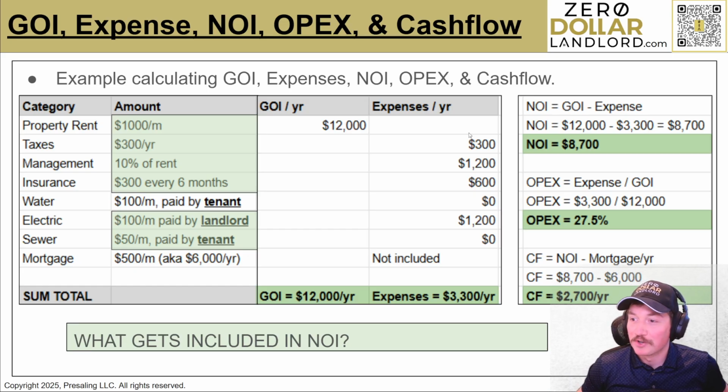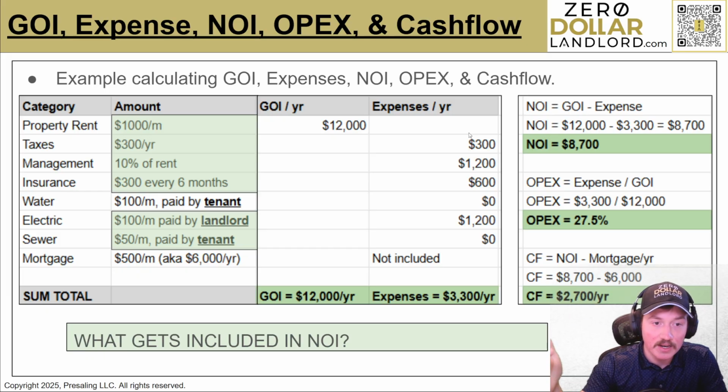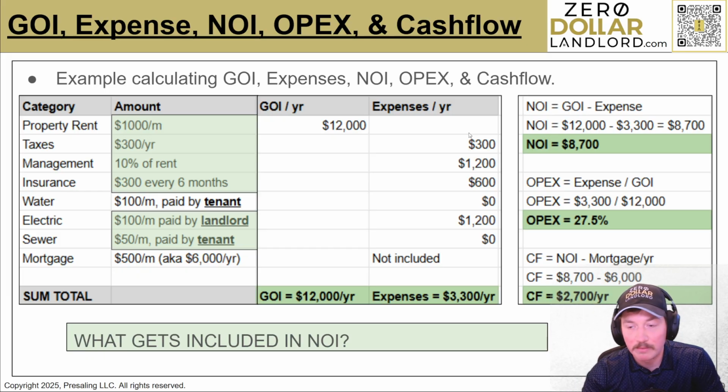That's it. So our NOI is our gross minus our expense. That's just saying what is our net income for the year. Our OPEX is the ratio of the two between our expenses and our gross. So it's saying I spend 27% of the income on stuff. And then the cash flow is the net income minus the mortgage payment. So that's the amount of money I can actually put in my pocket. Those are the big three there: NOI, OPEX, and cash flow.